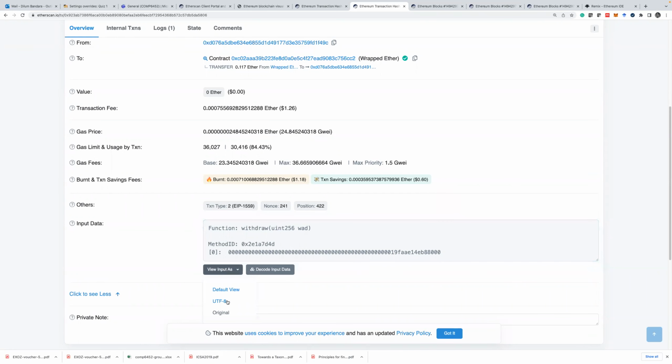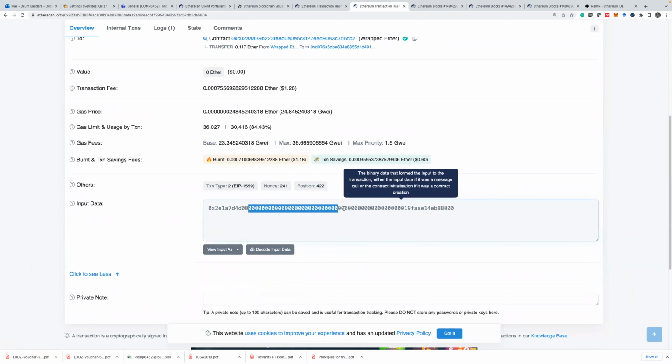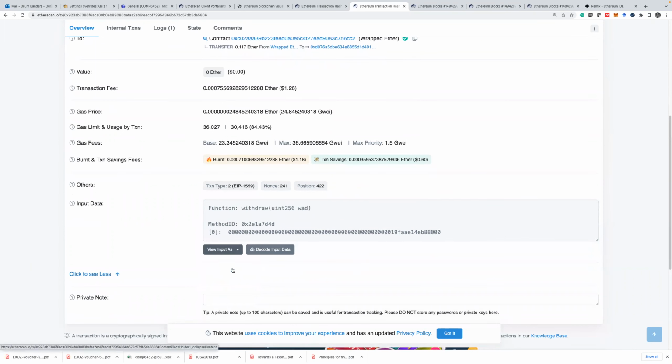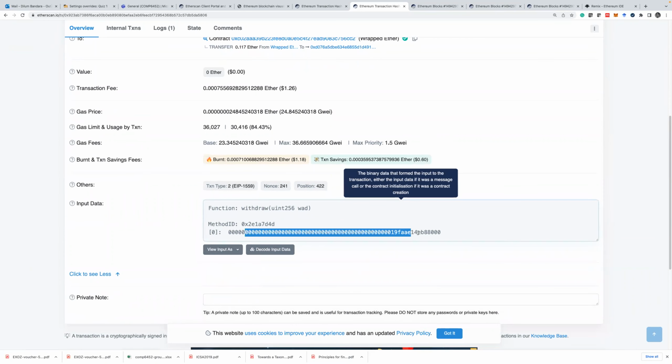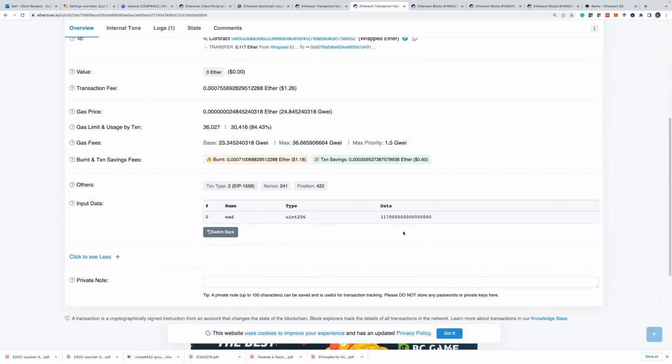We can actually see this. So this is essentially when you convert this whole thing into a hexadecimal string, that essentially says it was this particular function, and this was the value that was sent into that function. You could actually decode this one, and this is actually what you try to withdraw from that.